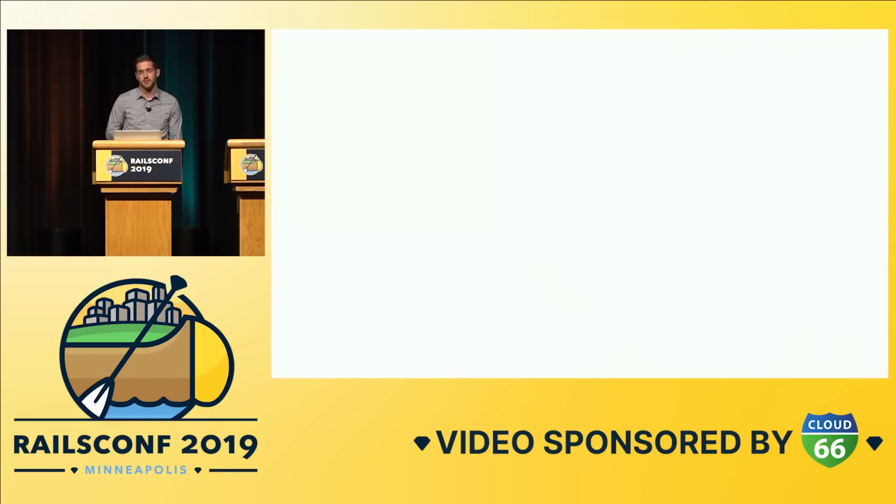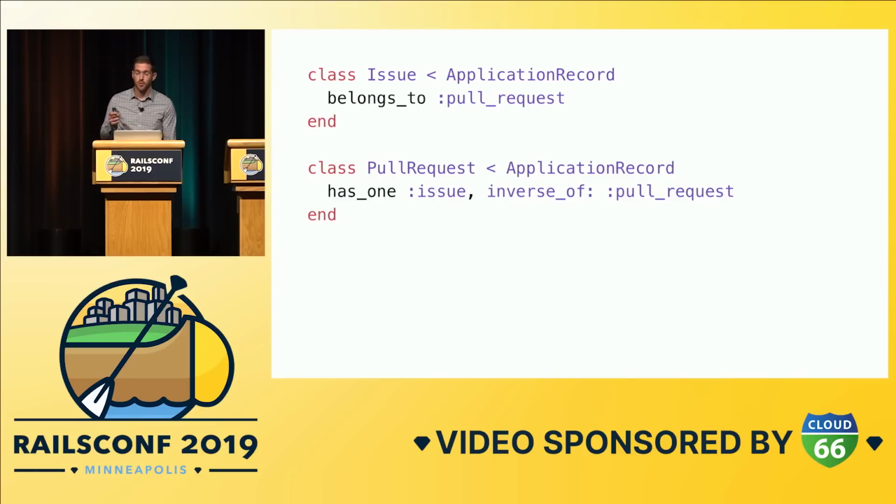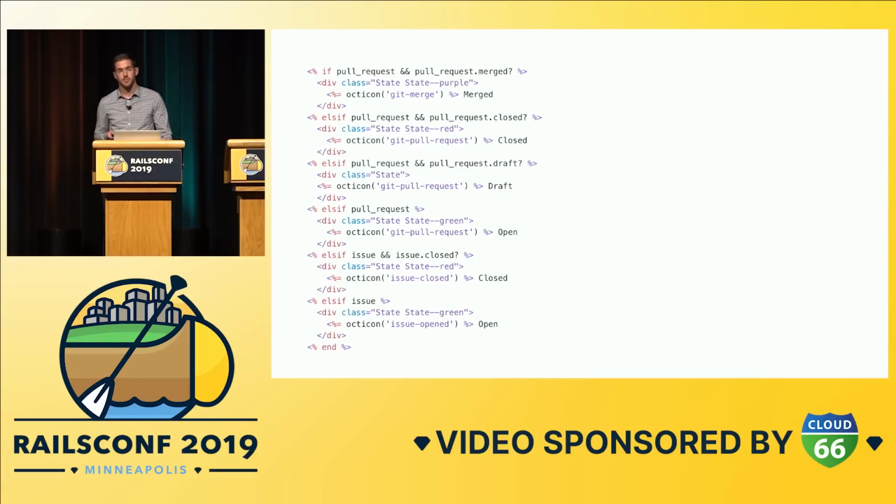But before we dig into that too much, let's talk about our data model. When we're talking about issues and pull requests, a pull request is just an issue with an associated pull request object. So all pull requests are issues, but not all issues are pull requests. And we render the issue badge with this partial. I'll give you a second to read it.